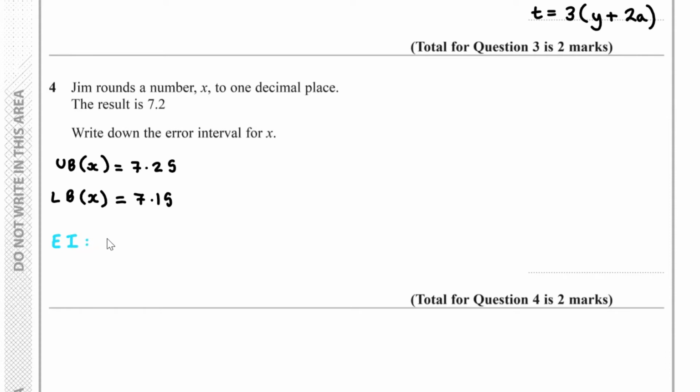So therefore, the error interval, that's given by the lower bound, which is less than or equal to x, which is less than the upper bound. So here we have 7.15 less than or equal to x, which is less than 7.25.